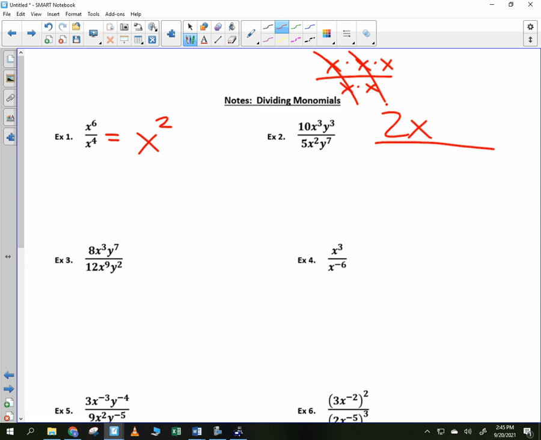How about y to the 3rd over y to the 7th? Are there more in the top or bottom? There's more in the bottom. So your y's are going to end up in the bottom. How many will there be in the bottom? 4. If you subtract, you get 4.